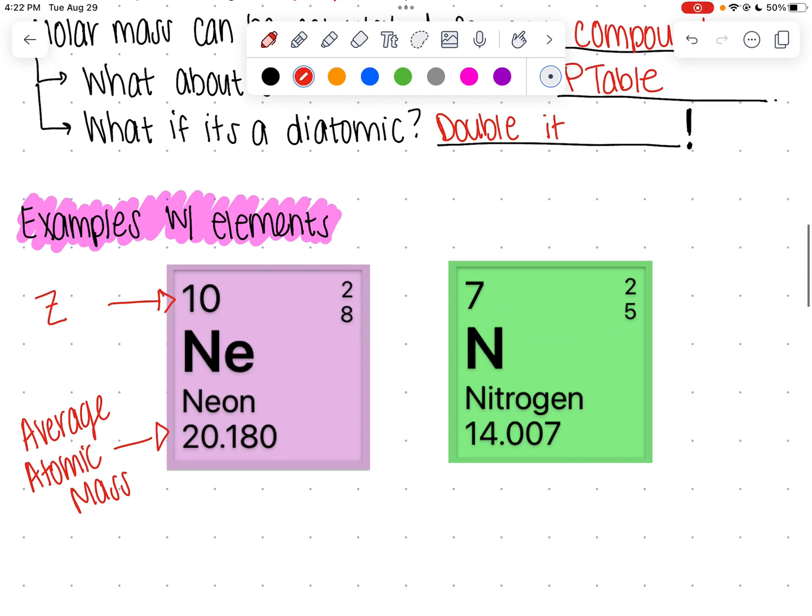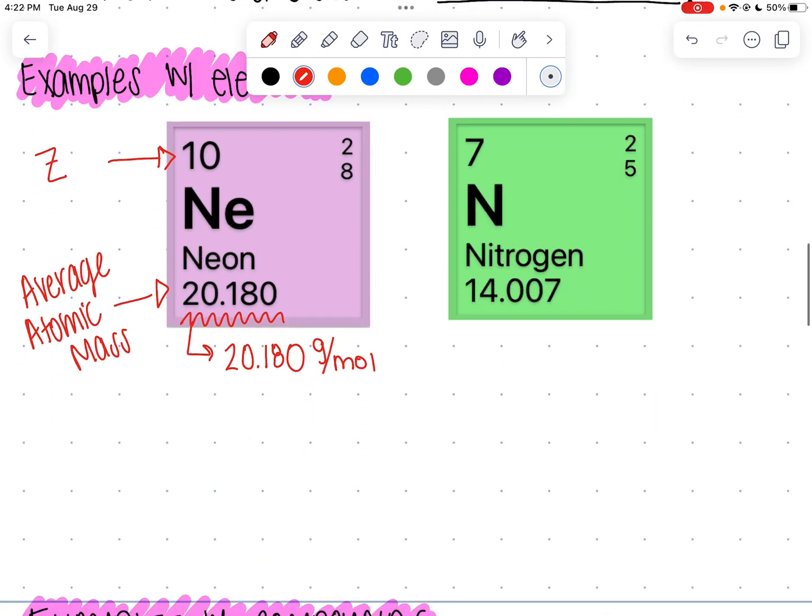So neon, is that on our Hofbrinkel list? Hofbrinkel, spell it out to yourself. No, neon's not on there. So what this is saying is this number at the bottom is the molar mass for 1 mole of neon atoms. So 20.180 grams per mole. This is the molar mass. What this is saying is that there are 20.180 grams per 1 mole of neon atoms.